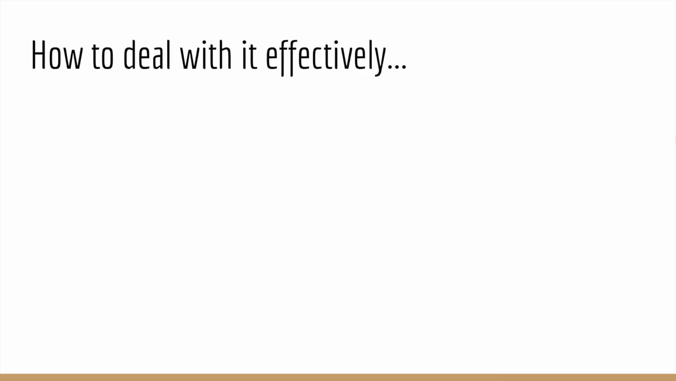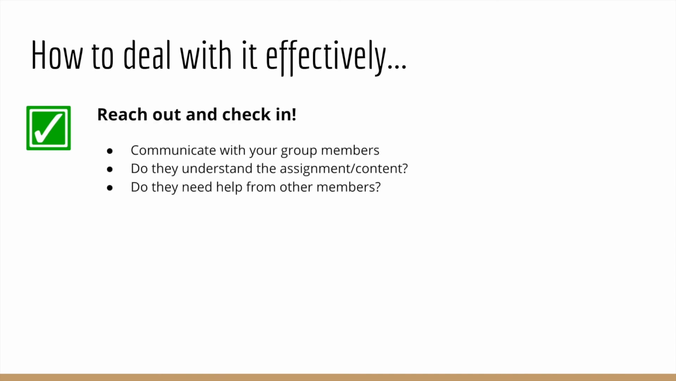Here are some ways that it could be dealt with effectively. Remember, communication is key with group work. If student B is frustrated, an effective way to communicate with student A would be to reach out and check in. Ask them how they're doing with the assignment or if they need any help. Do they understand the assignment and content? Do they need help from the other members? This will get a better understanding of the root of the problem and fix it in an effective and respectful manner before jumping to conclusions.